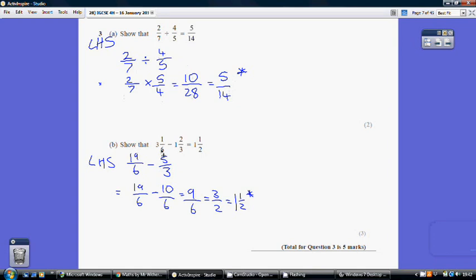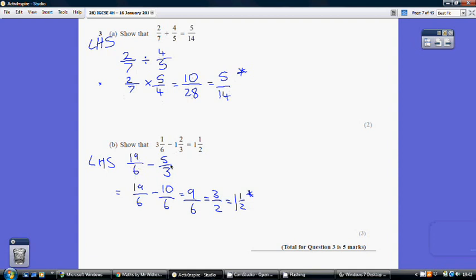Now for part B, always when you're dealing with fractions, whatever the operation, whether you're timesing, dividing, adding or subtracting, always start off by converting mixed numbers into improper fractions. So 3 1/6 is 19 over 6. And 1 2/3 is 5 over 3. So that's our starting point, just focusing on the left hand side. So we've converted them into top heavy fractions.